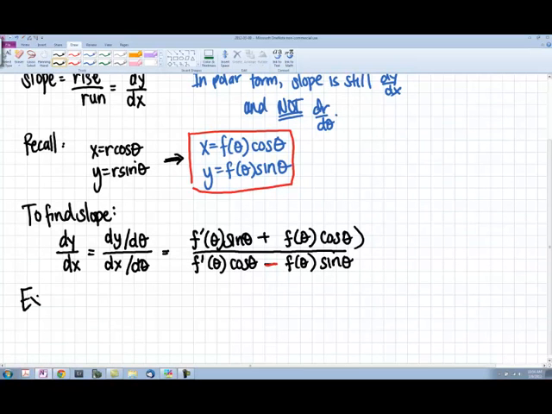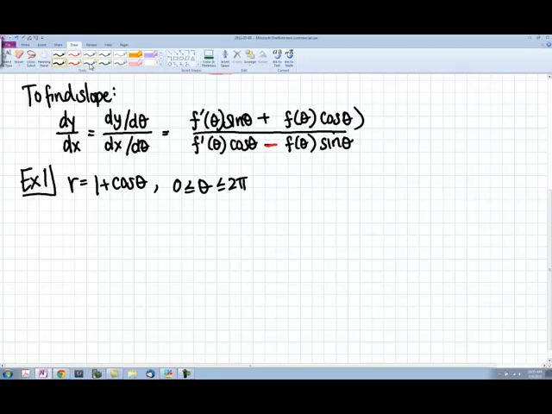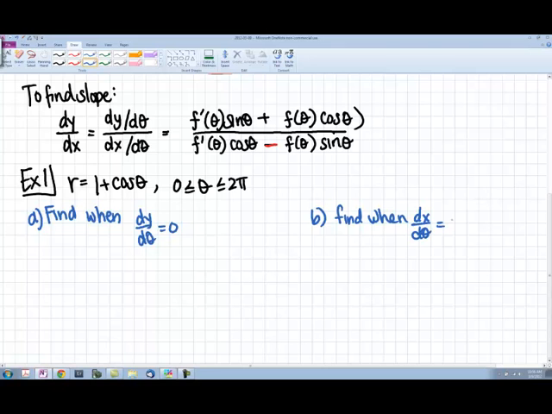So our first example, we're going to take the polar equation r equals 1 plus cosine theta, where the theta interval is given as 2 pi, so I want theta between 0 and 2 pi. Actually, I first want us to find when dy d theta is equal to 0, and then subsequently find when dx d theta equals 0.